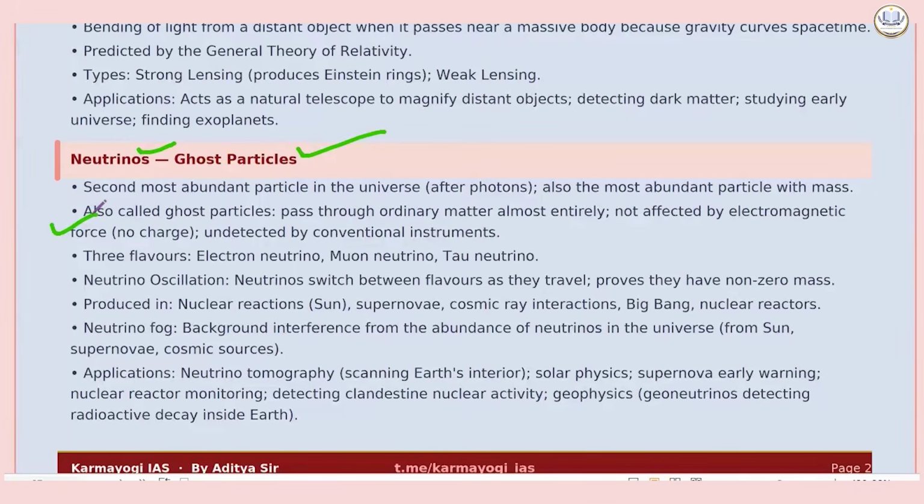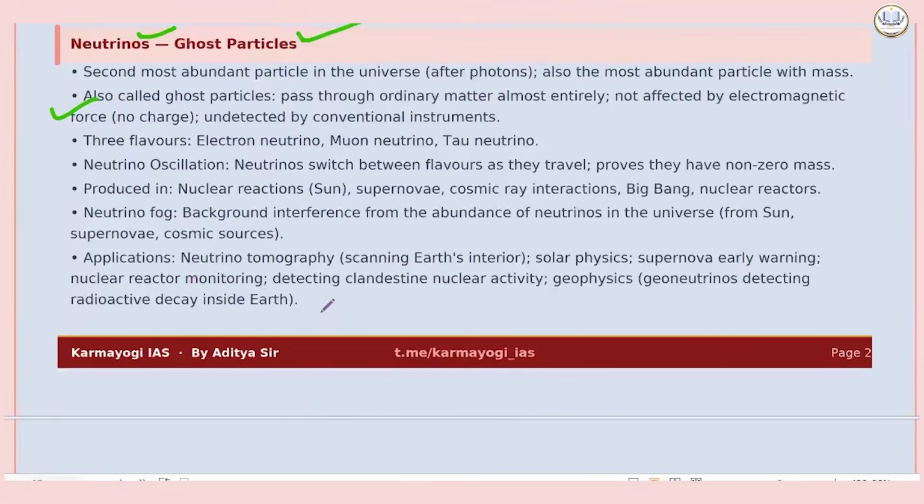Then we have the neutrino fog. So, background interference from the abundance of neutrinos in the universe, from the sun, supernovae, and cosmic sources; we can see the neutrino fog. The applications are neutrino tomography for scanning Earth's interior, solar physics, supernova early warning, nuclear reactor monitoring, detecting clandestine nuclear activity, or in geophysics also. To detect the radioactive decay inside Earth, we can use neutrinos.